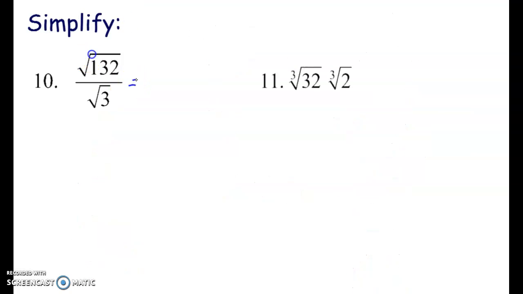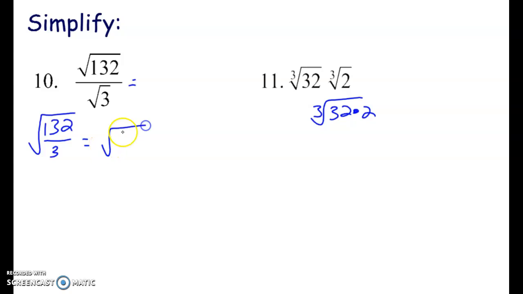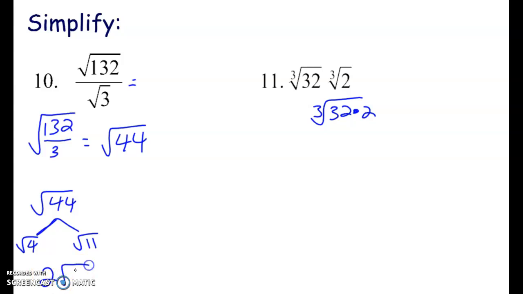All right, for the square roots, you can simplify right away if you want. 132 divided by 3, square root of it all. Same thing with 11, we can multiply right away. So 132 divided by 3 would be 44. Well, now I can break that apart into the square root of 4 and the square root of 11. So then my answer would be 2 times the square root of 11.